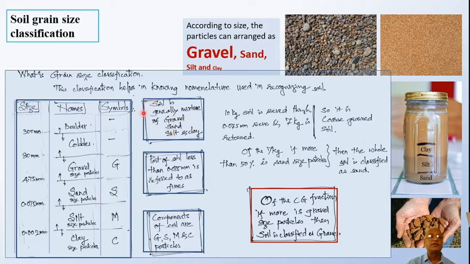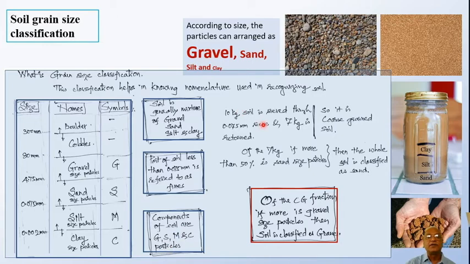The natural existence of the soil is a good mixture of everything. Now, the part of the soil which is less than 0.075 mm is referred to as fines or fine fraction. The components of soil are gravel, sand, silt, clay particles.